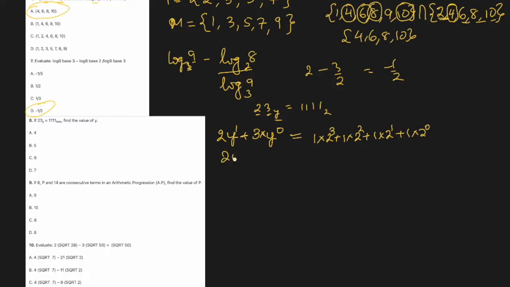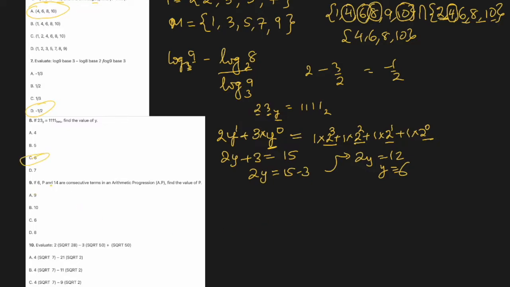So 2y here, and y to the power 0 is 1, so 2y plus 3 is equal to, and both of them are converted to decimal. They are in base 10 now, whatever number we get. 8, 4, 12 plus 2, 14 plus 1, 15. So 2y is 15 minus 3, that will be 2y is 12, y will be 6.